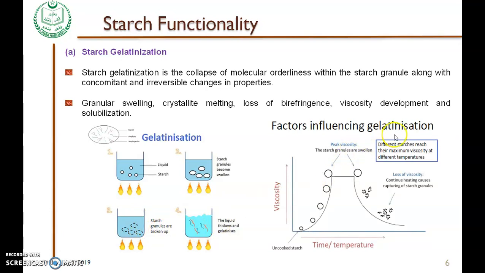So what are the factors influencing gelatinization? If you plot a viscosity versus time and temperature graph, along with the increase of temperature and time, the starch granules begin to swell up, and after a certain time, if you hold the temperature and the time, the continuous heating causes the rupturing of the starch granules, and eventually there will be maximum viscosity, and this will lead to a disintegration of the starch granules, and finally rupturing of the starch granule.